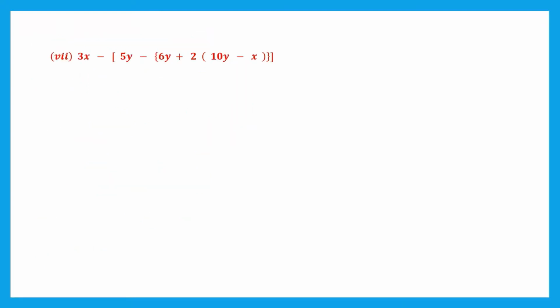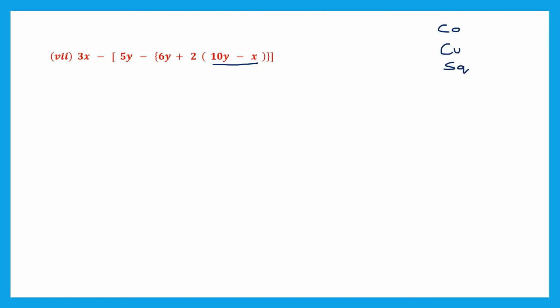Question 7. Here we have the square bracket, the curly bracket and the common bracket. So which one should we do first? The order is first common, then curly, then square. So first let's do what is within the common brackets. So here let's begin.